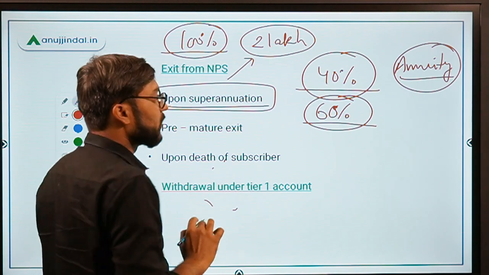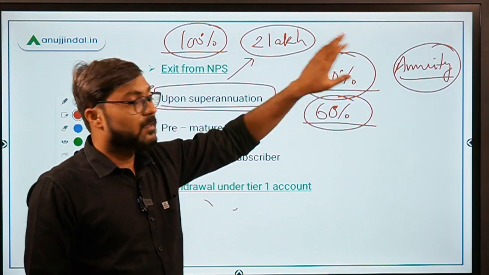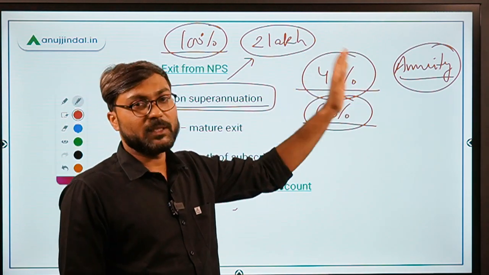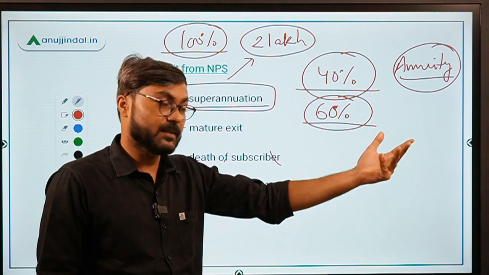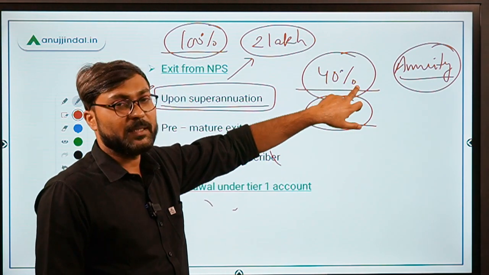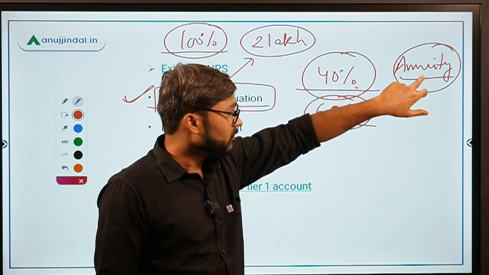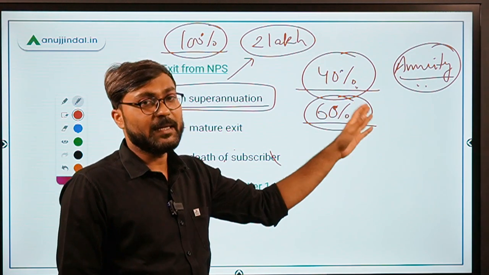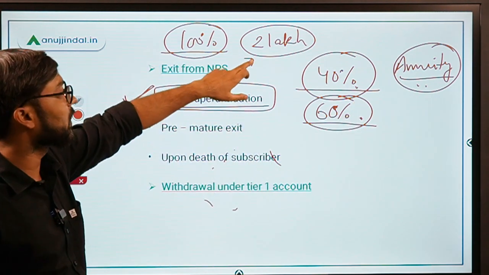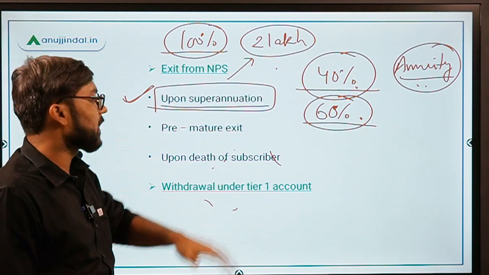So upon superannuation, what will the subscriber do? He has to invest 40% of the total accumulated amount, and this 40% is the least. Okay, he can go above that also. So at least 40% he has to invest in one of the annuities. Why would he invest? To get the regular monthly pension. Okay, and the rest of the 60% he can withdraw. Okay, and if the accumulated amount is equal to or less than 2 lakh, then 100% withdrawal can be done.